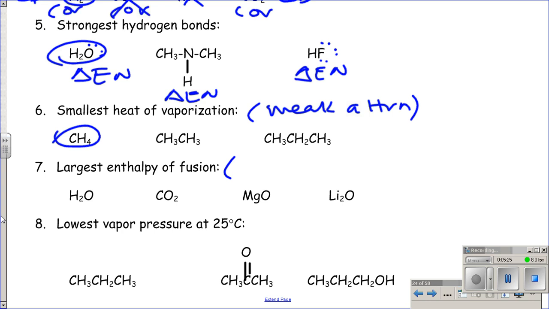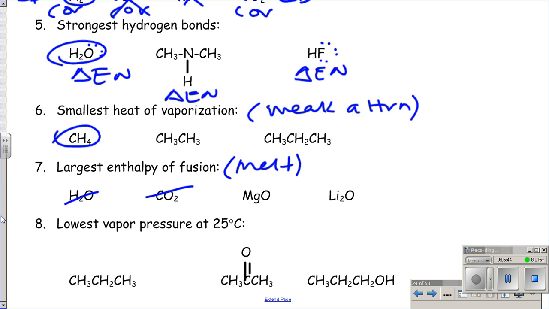Fusion. So melt, right? So you're taking solid going liquid, you're melting. So who's gonna put up a fight? Okay, so we've got magnesium oxide, we got lithium oxide that should be kind of sticking out to you. This is covalent. These two, how did you choose between the two?